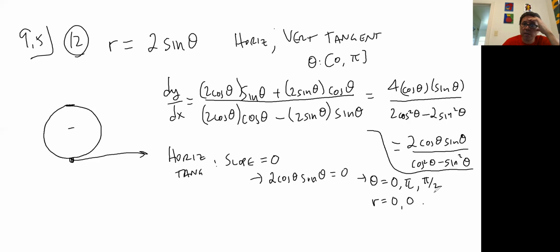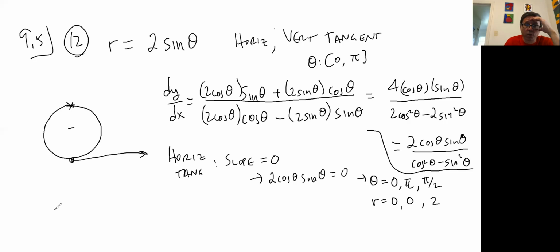This one, if I plug in pi over 2 to get r, I'll get the sine of pi over 2, which is 1, and then double it. So that would be at 2. So I would rotate 90 degrees and go out, and that would be the top. So horizontal tangent, slope 0 at the top, and at the bottom, just kind of like I expected.